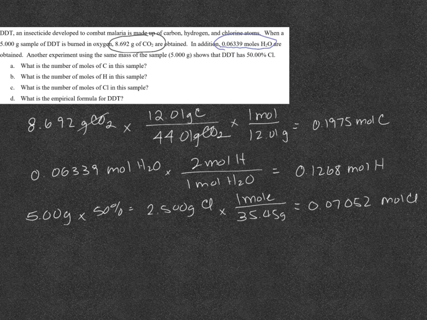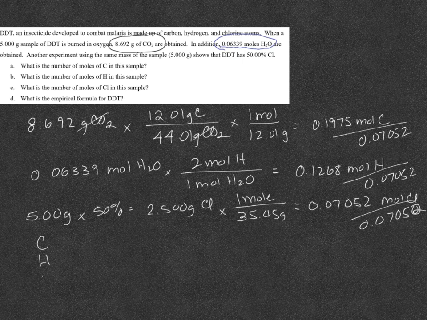Now the last question says, what is the empirical formula? Well, I need to take all of my moles, because this tells me the moles of each, and divide by the smallest. So just for sake of space, I'm going to divide by 0.07052. And I get a ratio of, if we have carbon, hydrogen, and chlorine, 2.8, 1.8, and 1. I cannot round those.